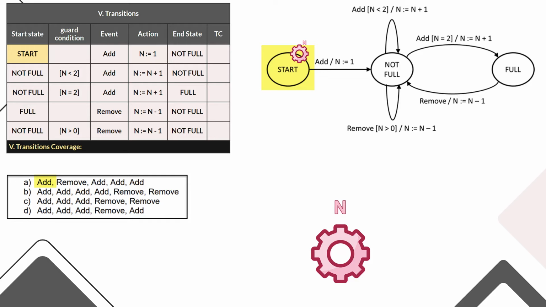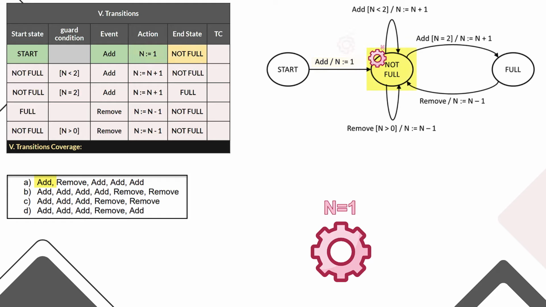First of all, let's indicate the current state of the system using the gear icon, so we'll be able to follow the transitions. At the moment we are in the start state. From the start state, we have only one possible event and transition. Event add. This event does not have a guard condition, so we grayed it out. But the event has an action, n is equal to 1. This means that we assign the value 1 to the variable n. We make a note of it and move on to the end state.